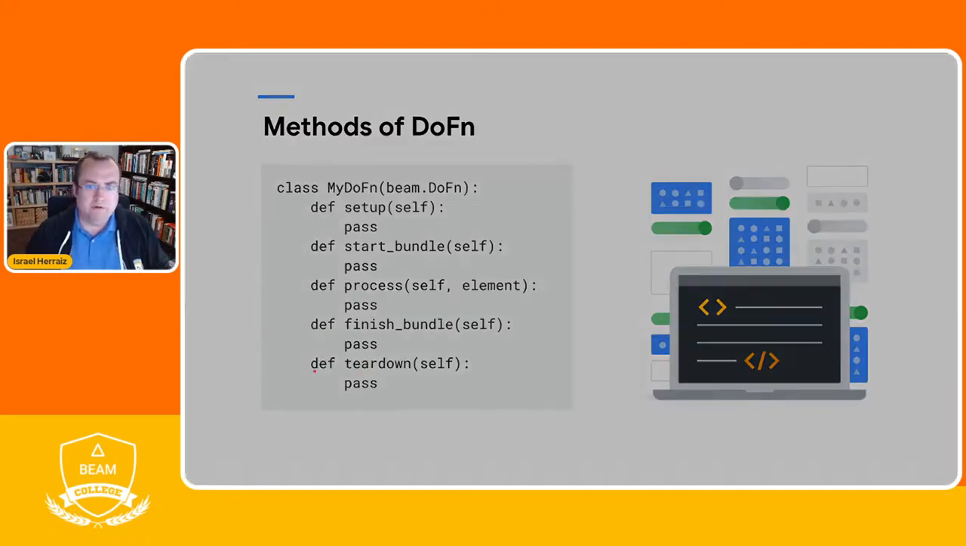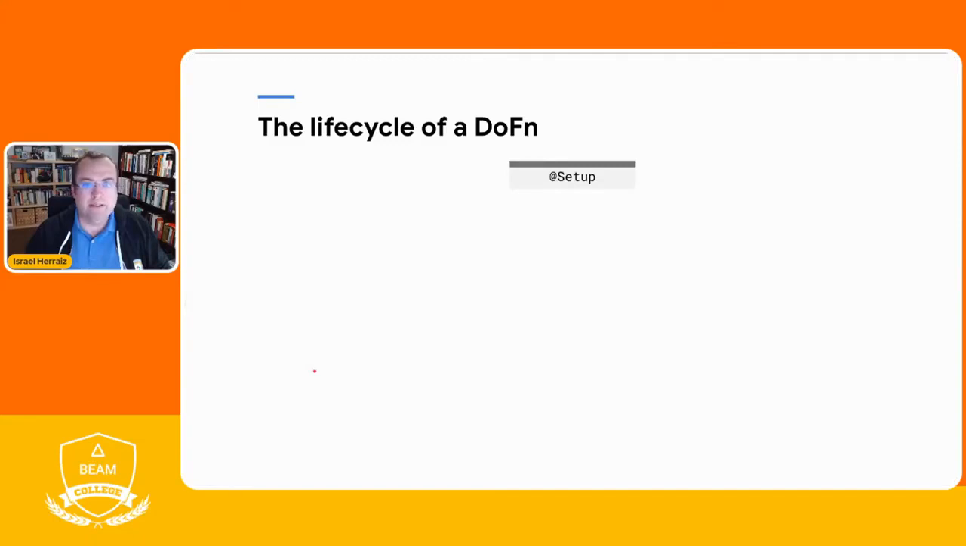Let's see how these methods work. This is the life cycle of a DoFn, and this is a very powerful workflow that we can use to make very complex ParDos. So when the worker starts, the first thing that our runner is going to do is call this method.